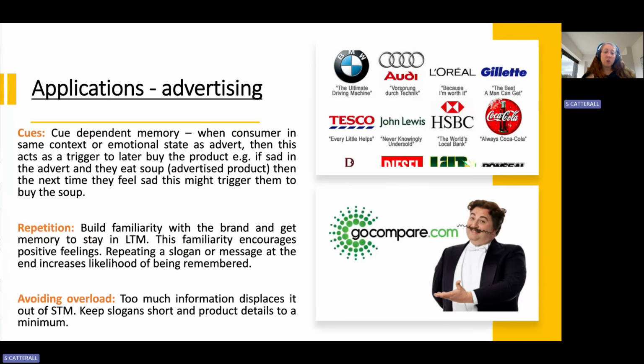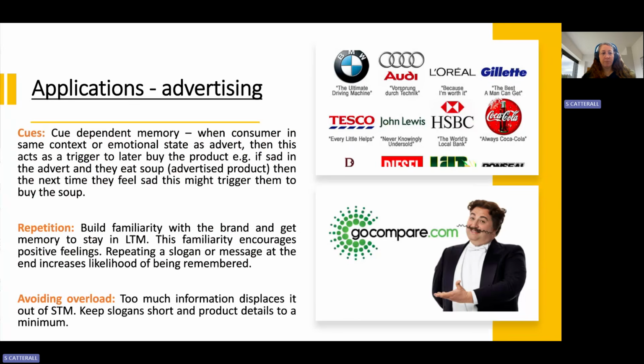And they also try to make sure that they don't overload because we've got a limited capacity in short-term memory and we don't want information displacing, like pushing out those old things. So the slogans are really short. So as you can see, that's 1, 2, 3, 4, then 3, then 3, then 4, then 2, then 5. So they're only about 5 items, their slogans, and that's because they don't want to overload and exceed the capacity of short-term memory.